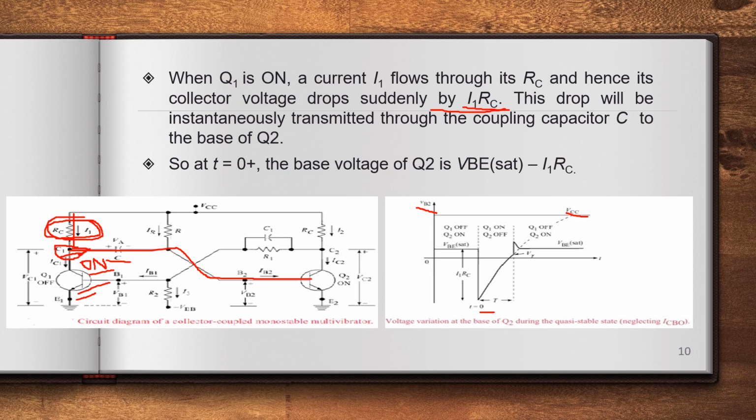Initially it is VB sat. Now it decreases by how much? I1 RC. So the same decrease is coupled to the base of the transistor. Now the base potential of transistor Q2 also decreases by I1 RC. Initially it is VB sat, and now you have to subtract I1 RC from VB sat. So at t equals 0 plus, the base potential of transistor Q2 is VB sat minus I1 RC.